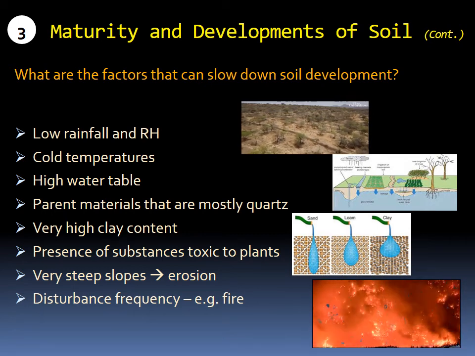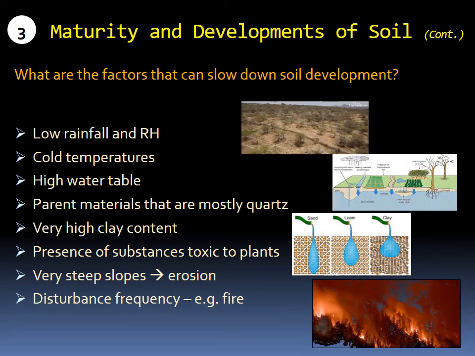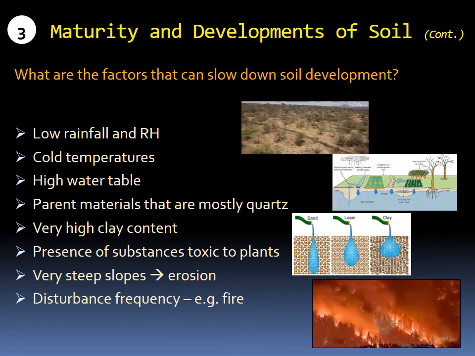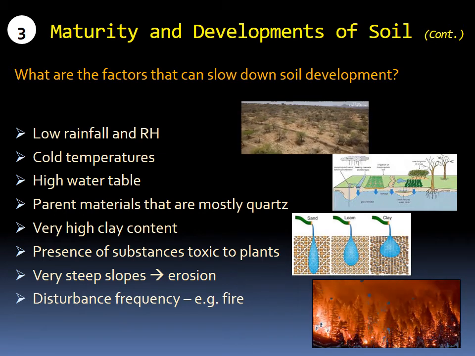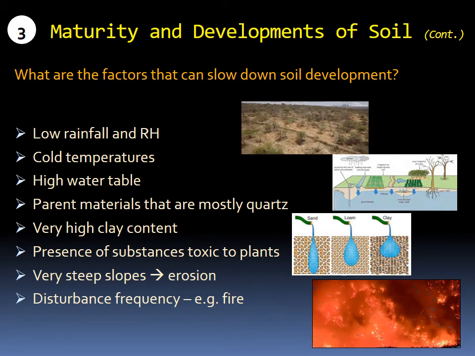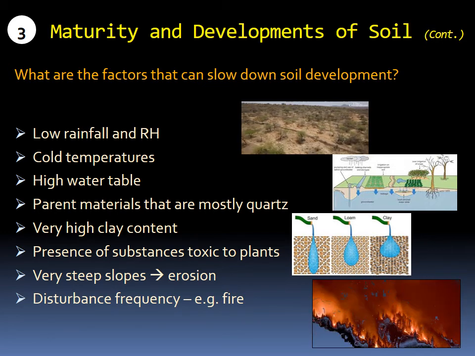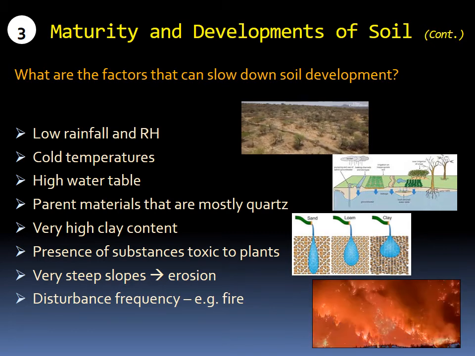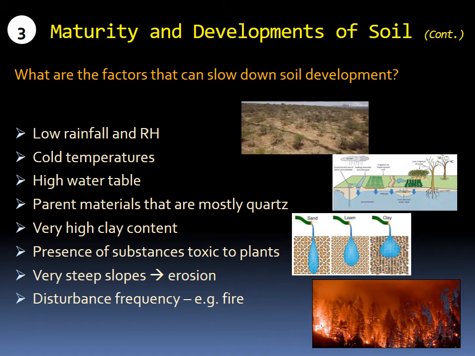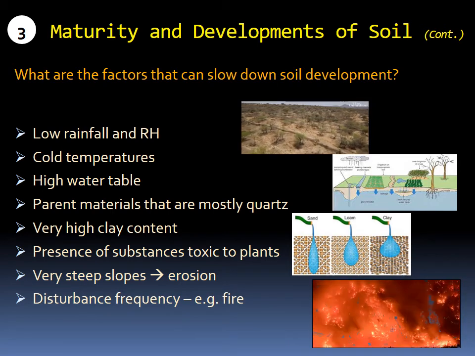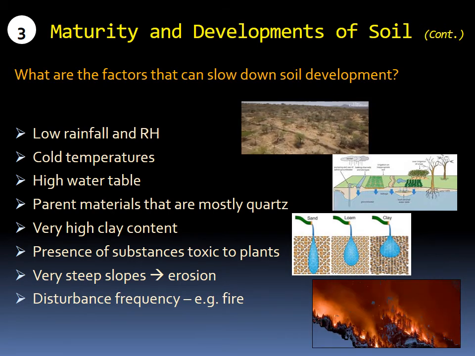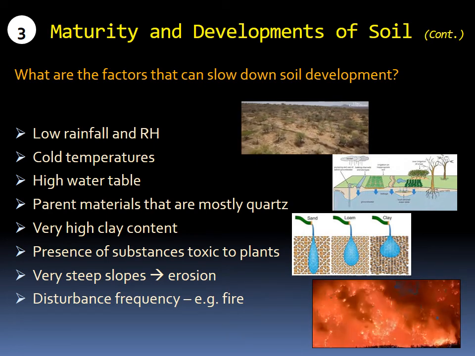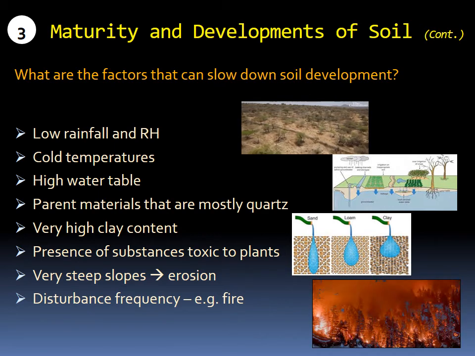Now, a second factor is basically temperature. If the temperature is very low, then you know from previous lectures that temperature is very important for the chemical weathering and also biological activities. So when you bring the temperature down, you are basically slowing down the chemical weathering, and you are also slowing down the biological activities, which are very important for the soil development. Another factor is higher water table. Now, well, this is a kind of contradicting.